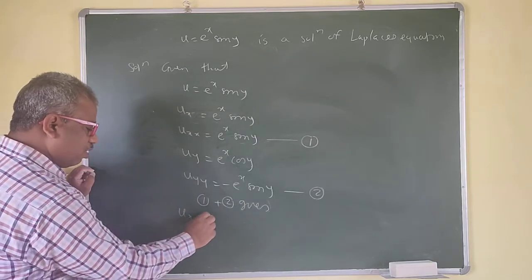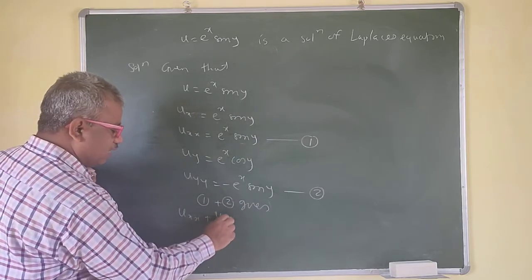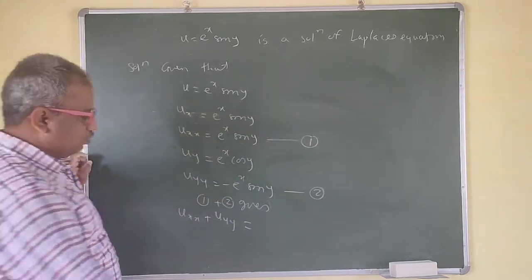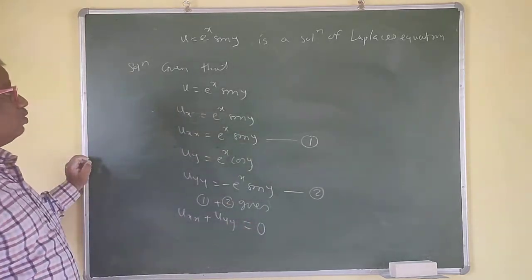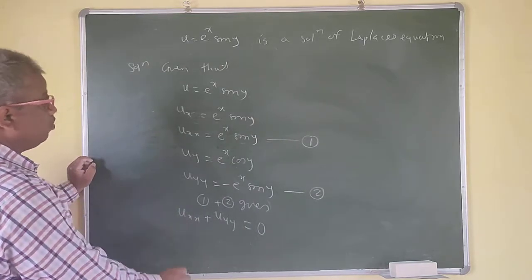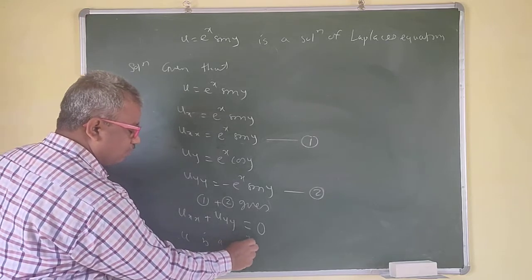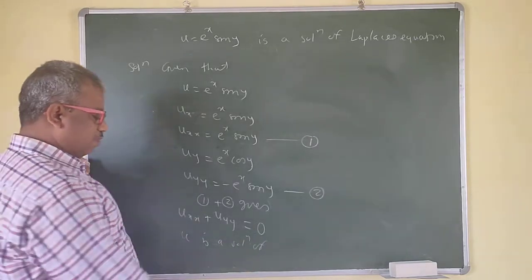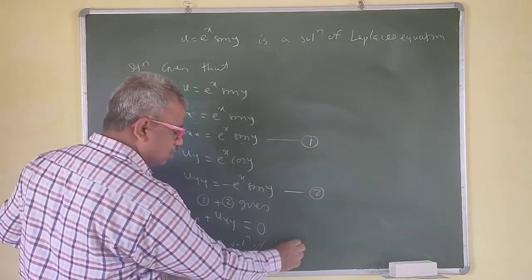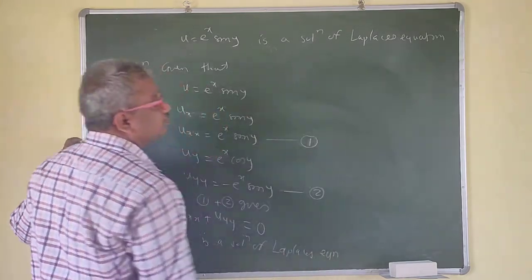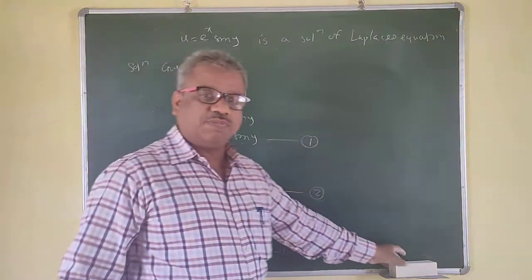We take the sum of the right-hand sides, and they are equal but opposite. So this will be 0. Therefore u is a solution of Laplace's equation. Very simple problem.